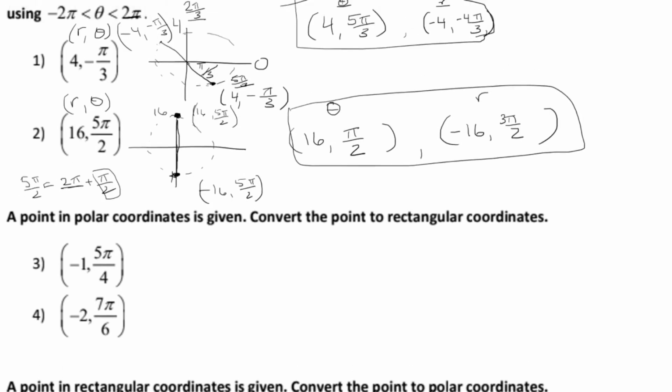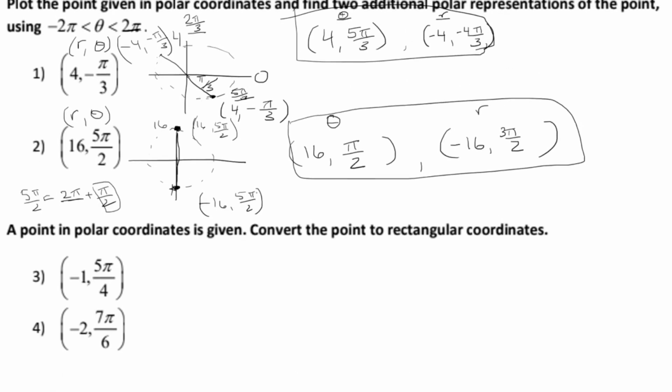Okay, let's go to number 3 now. We're given a point in polar coordinates. Again, think r comma theta. We want to convert the point to rectangular coordinates, in other words, x and y. So take your polar coordinate and convert it to x and y. I think the easiest way is to draw this and use common sense, basically.